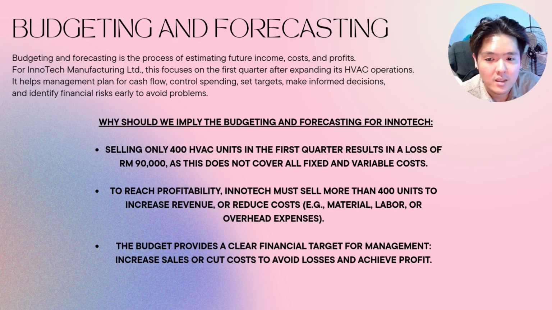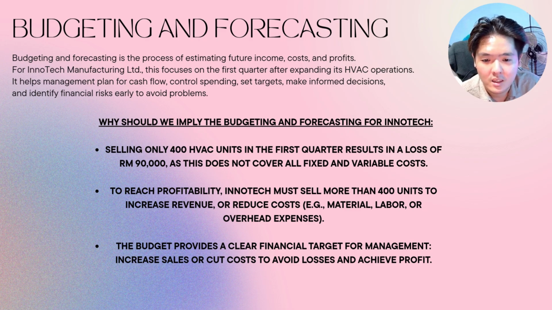Why should we implement budgeting and forecasting? Because selling only 400 units in the first quarter results in a loss of 90,000 ringgits, as it does not cover all fixed and variable costs.